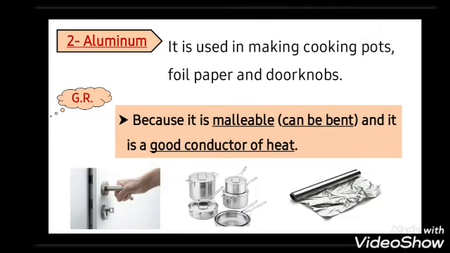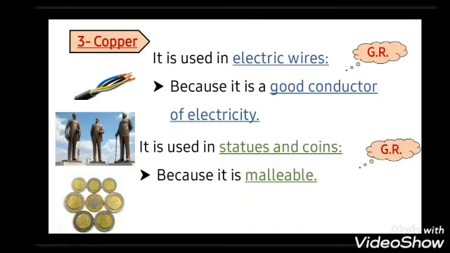Number 2, aluminum. Used in making cooking pots, foil paper, and door knobs. Look at this picture and you'll understand. Why do I use aluminum in making cooking pots? Because it's a good conductor of heat and it's malleable. Okay? Number 3, copper. Look at this picture. Used in electric wires. Why? Because it's a good conductor of electricity. But used in statues and coins because copper is malleable.